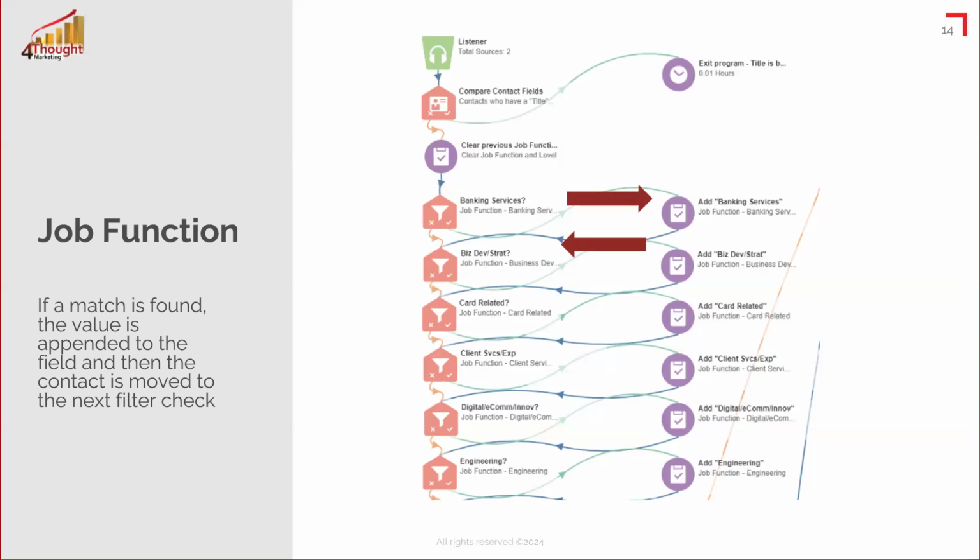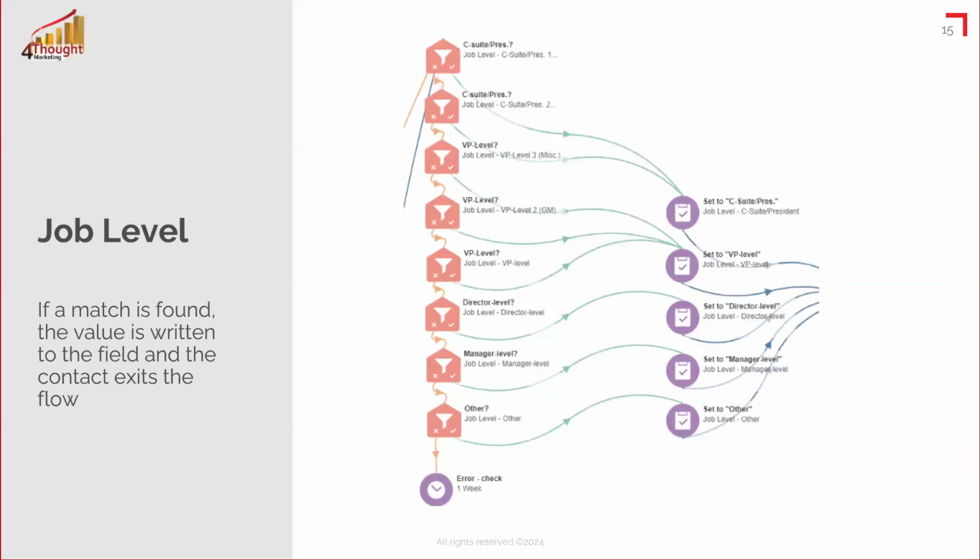And there's one step at the end where if a contact reaches the bottom of all of these filters and the job function field is still blank, because remember we blanked it out before entering into this set of filters, then we will attach the value of other to job function.